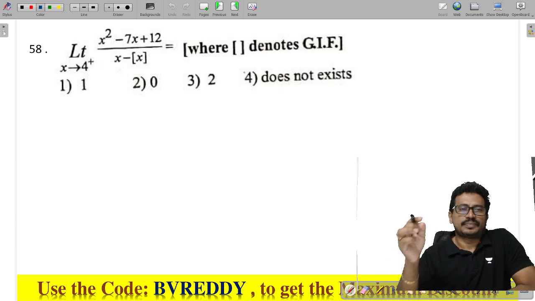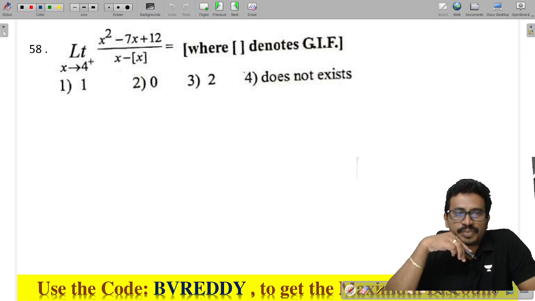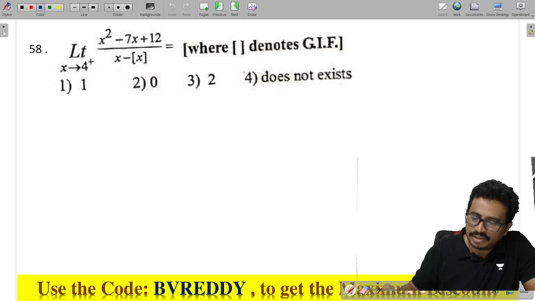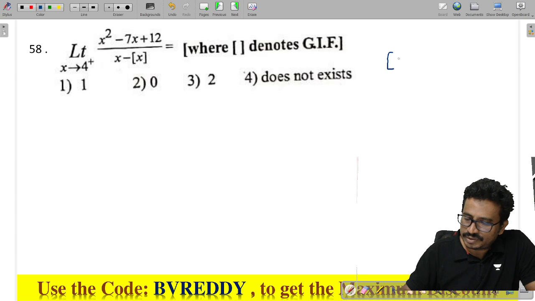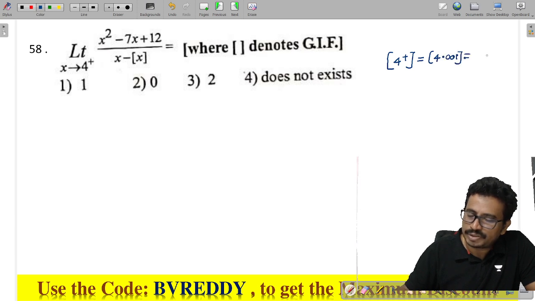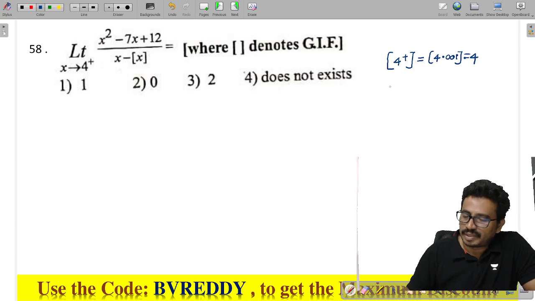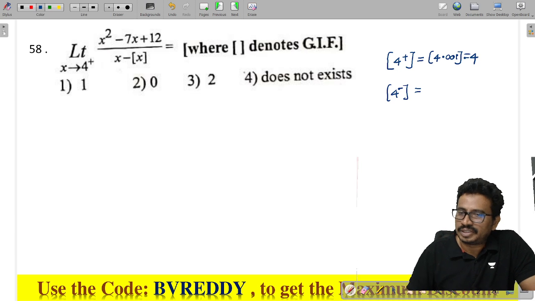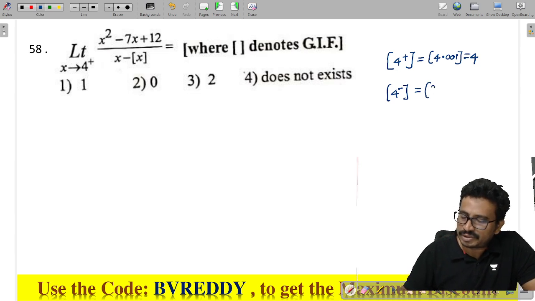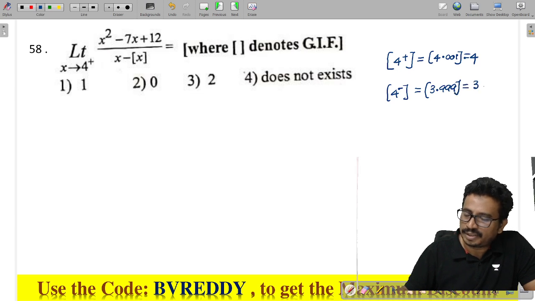Next problem. Limit x tends to 4 plus, and they have given this as a greatest integer function, step x. As we know, the value of this 4 plus means what? It is 4.something 001. So how much is this value? 4. As we know, if it is 4 minus, a little less than 4, this value is 3.999. So how much is this value? 3.